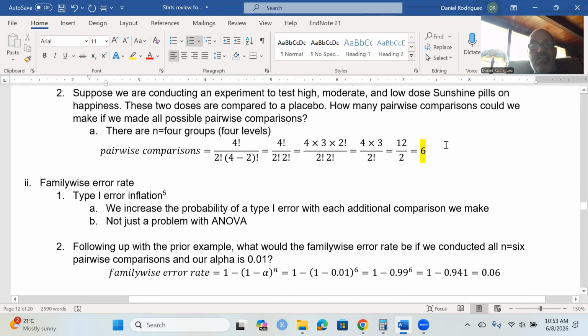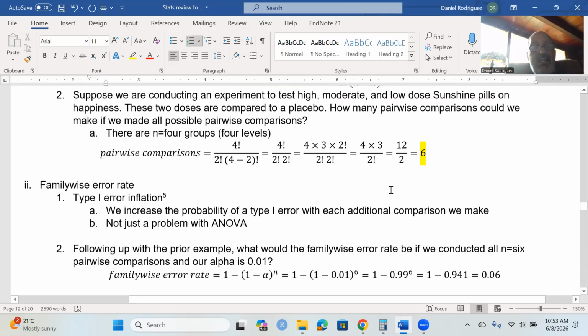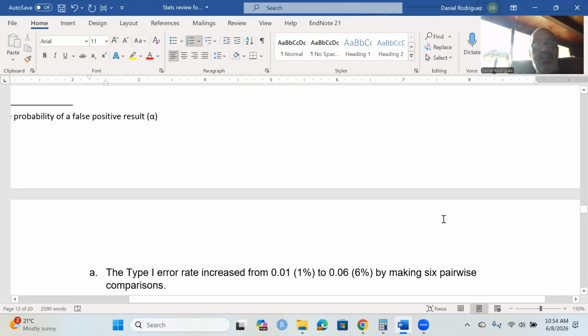And you can see how I did it here. In this case, there are 4 levels. If I'm making all pairwise comparisons, pairs together, I can make 6 possible comparisons. That would inflate my type 1 error. Let's say alpha is my probability of a false positive result. I set it at 0.01, but that applies for the overall test, the omnibus test. If I were to conduct all 6 tests, I would inflate that probability from a 1% chance of a false positive result to a 6% chance. Doesn't seem like a lot here, but that's a 6-fold increase.